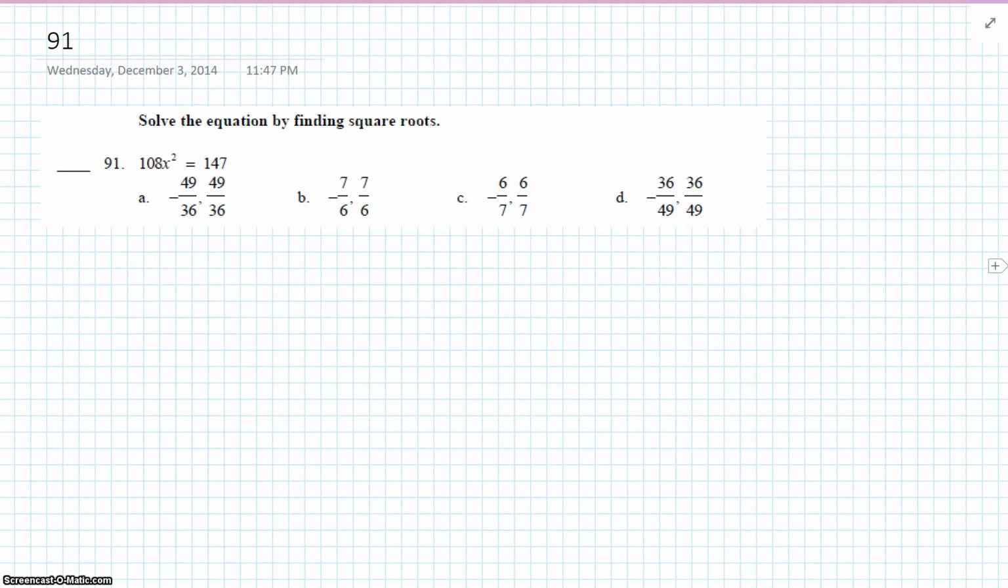Okay, 91. Solve the equation by finding square roots. Okay, step 1, get the x by itself. So let's divide each side by 108. So x squared is going to equal 147 divided by 108. Okay, can we reduce that? What do you think?